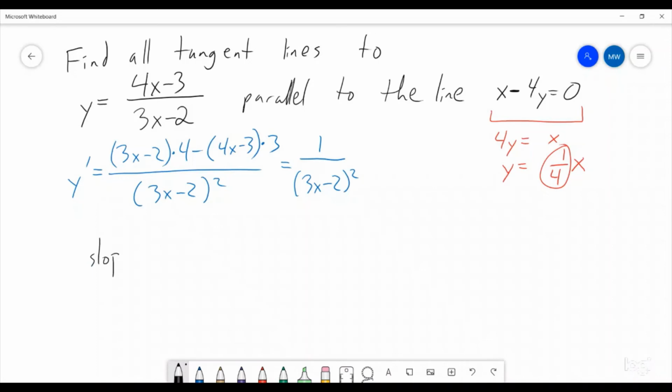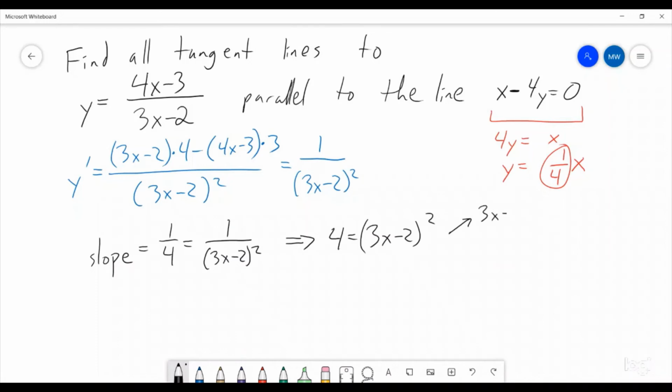So slope needs to be equal to 1/4, and that's equal to 1 over (3x minus 2) squared, which means that 4 is equal to (3x minus 2) squared, which gives two cases: either 3x minus 2 equals negative 2 or 3x minus 2 equals positive 2. In the first case, x is 0, and in the second case, 3x is 4 or x is 4/3. So those are both places where the slope is going to be 1/4. So those are our two x coordinates.